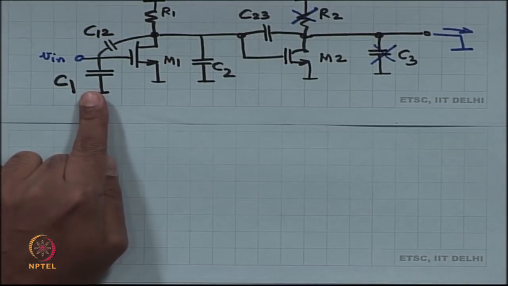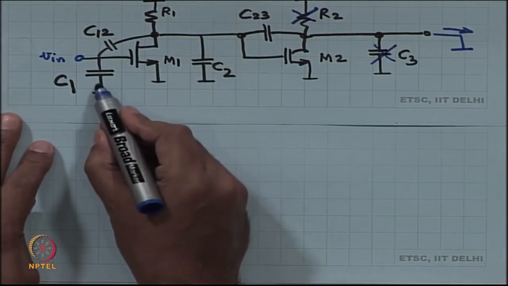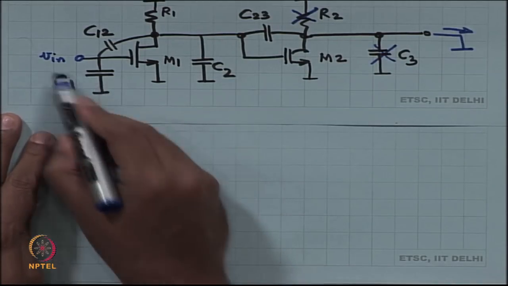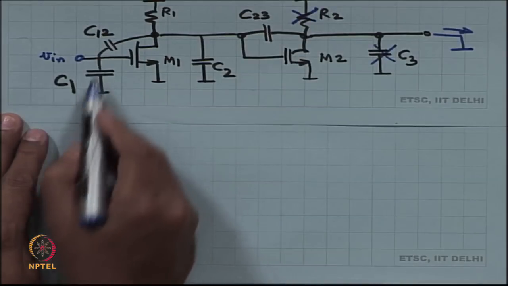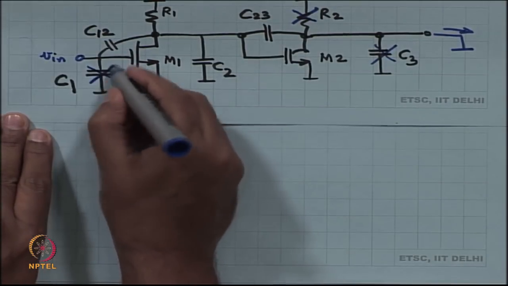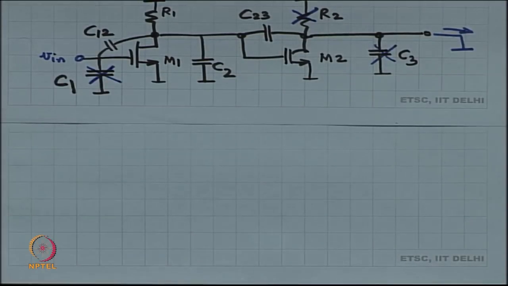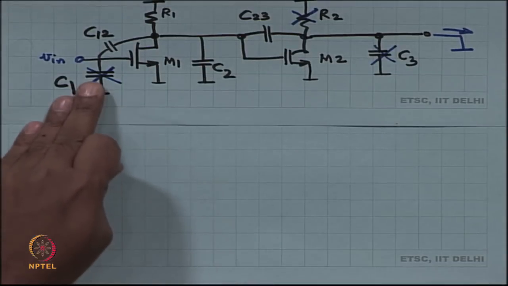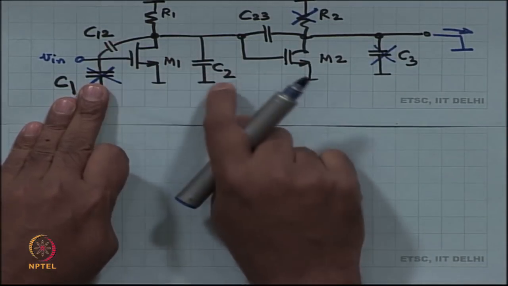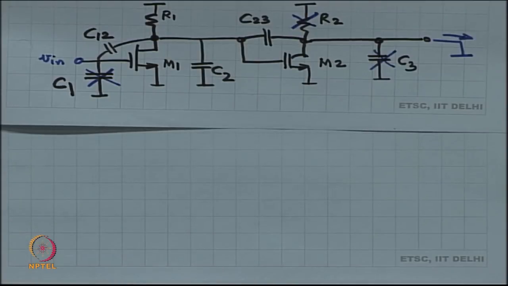What about C1? Do I have to worry about C1? No, because it is forming a private loop with V1 and this current is not going to go through the short circuit at all. So, do not worry about C1. All I have is C12, C2 and C23. Okay. So, redraw.